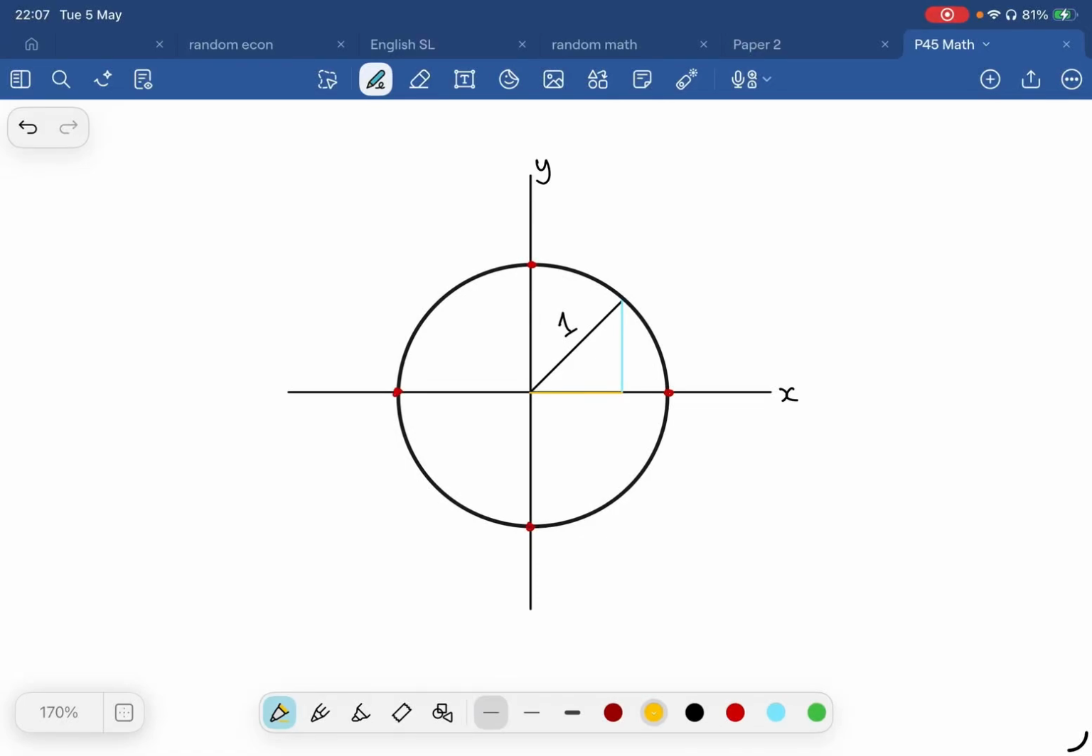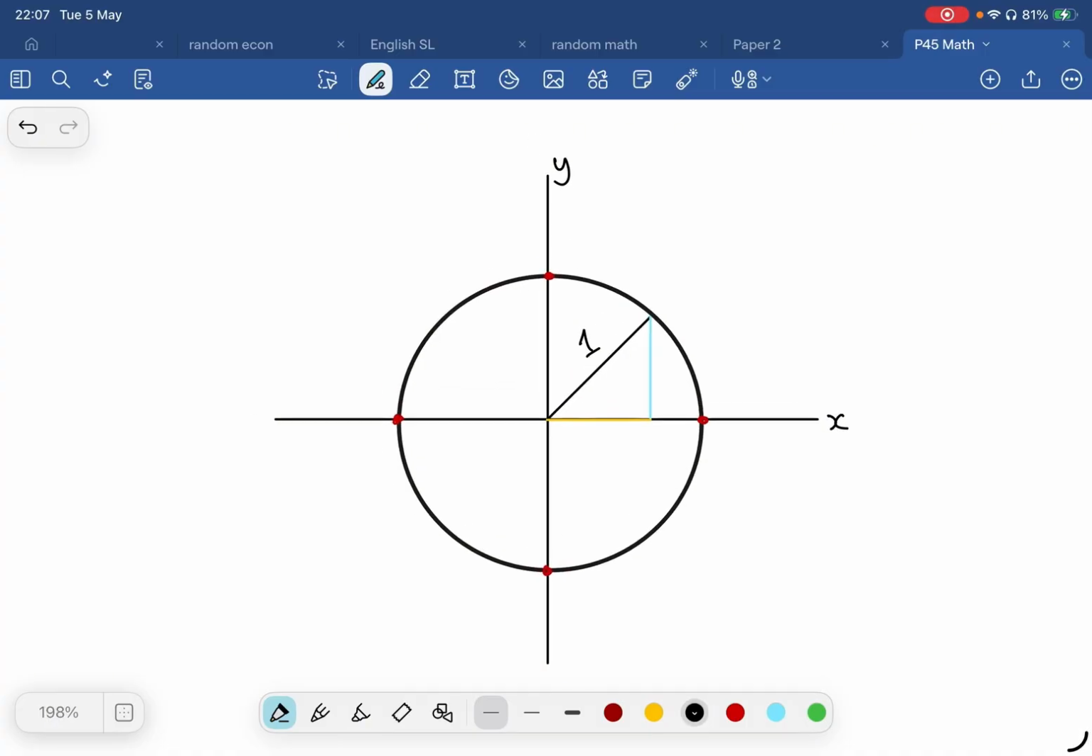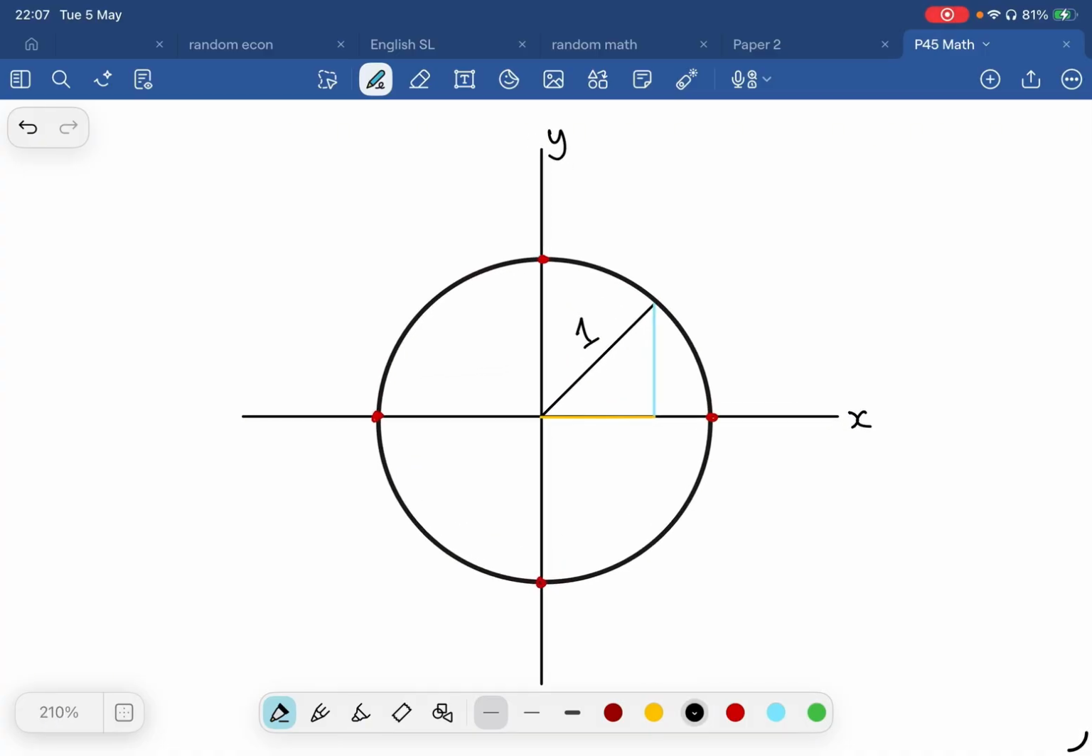Hey guys, today we're going to talk about the unit circle. And this topic is a bit complicated, so don't worry too much if you don't get it at first. But I'm going to try and explain it in the most intuitive way possible.